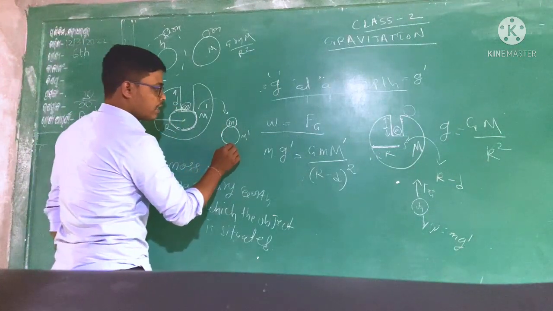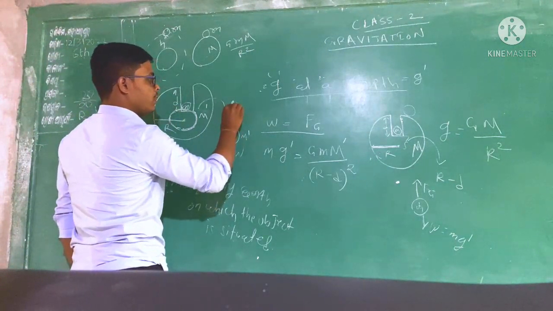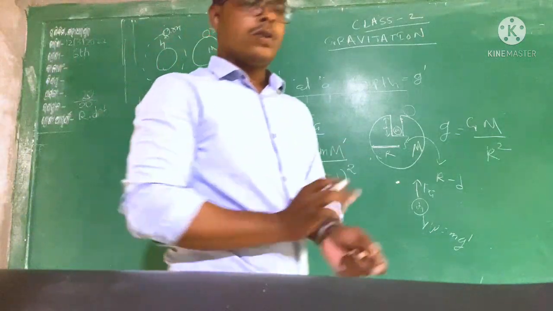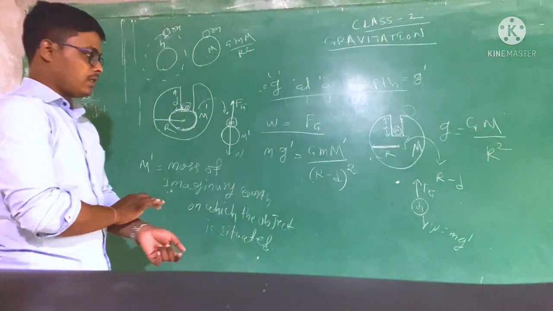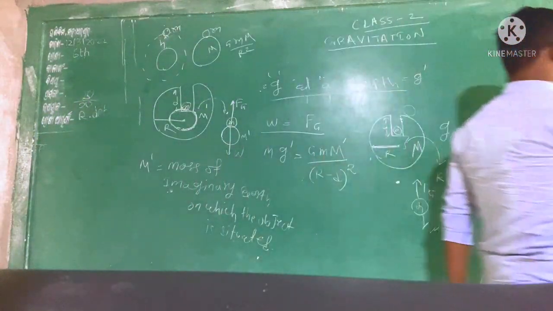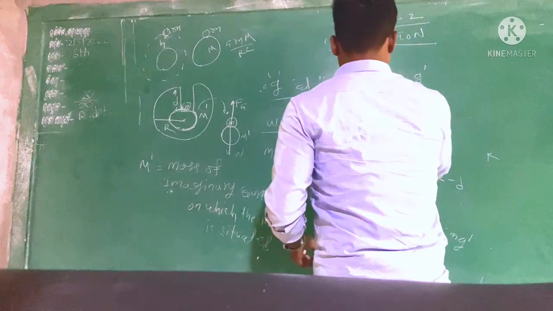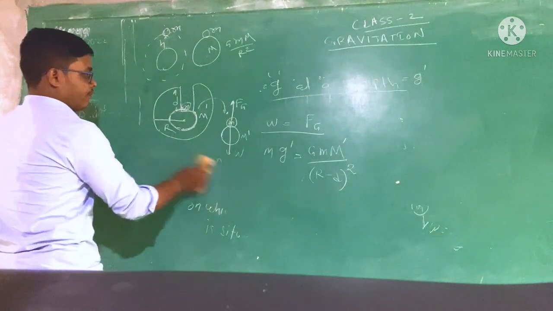So the balanced case will be that the weight is downward and the gravitational force is upward. So that's why the weight is equal to the gravitational force. If you are in doubt, then please comment on the comment section. Okay, so let's remove this one. So this is the case where we evaluate the value of g at depth.